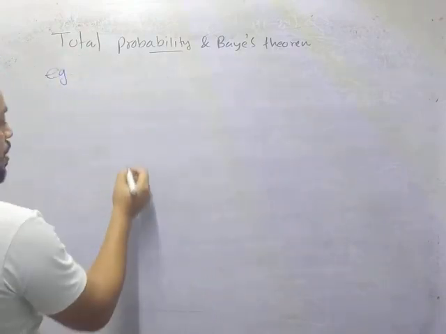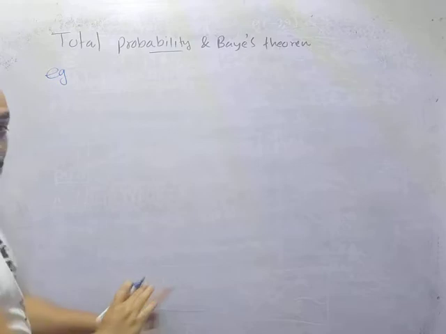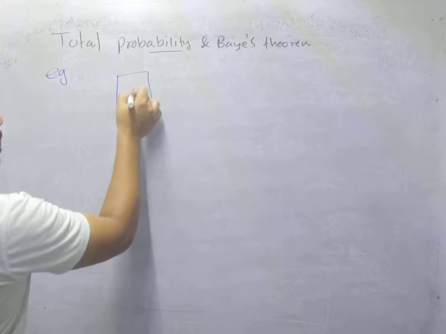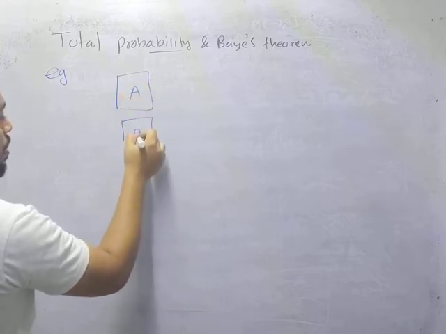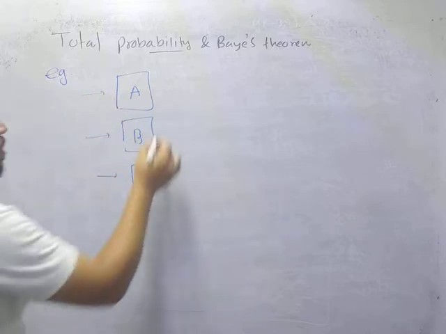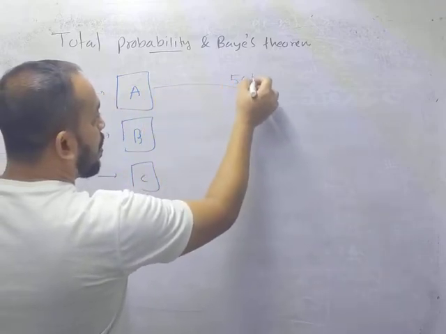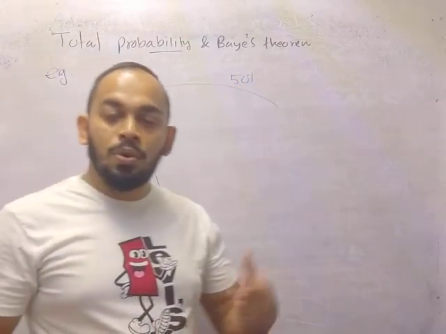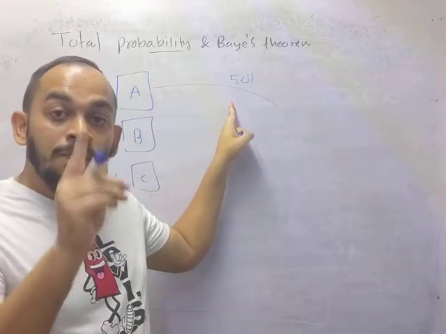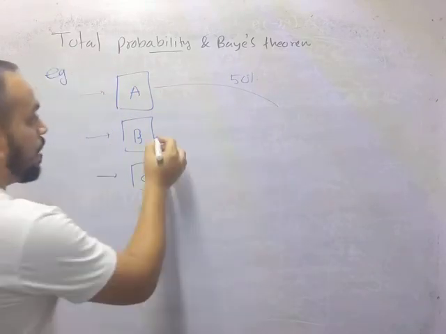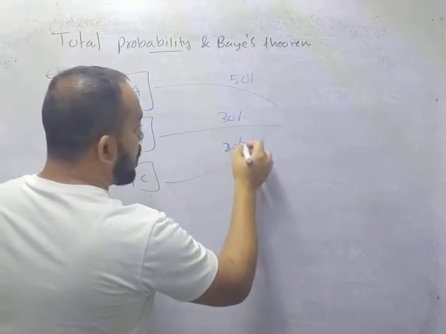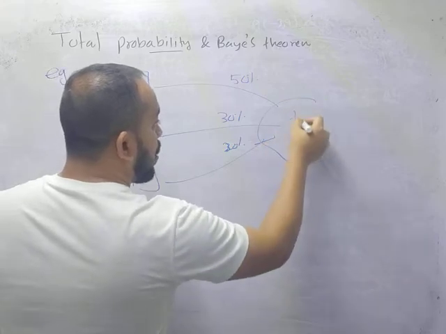Suppose we have machine A, machine B, machine C. Let's assume raw materials come in from here. Machine A produces 50% of the total production. That means if the total production is 100, then machine A produces 50 of them. Then machine B produces 30%, machine C produces 20%. So this is the total production.